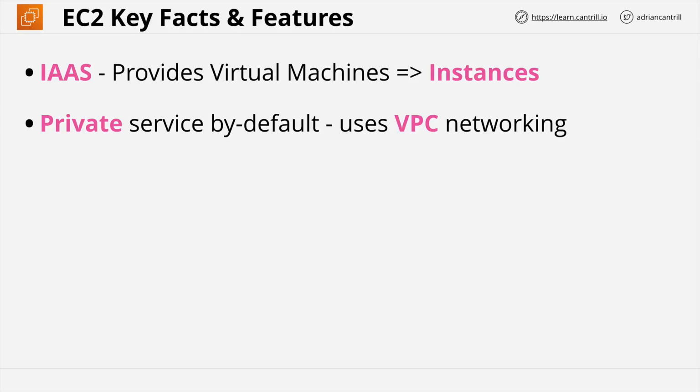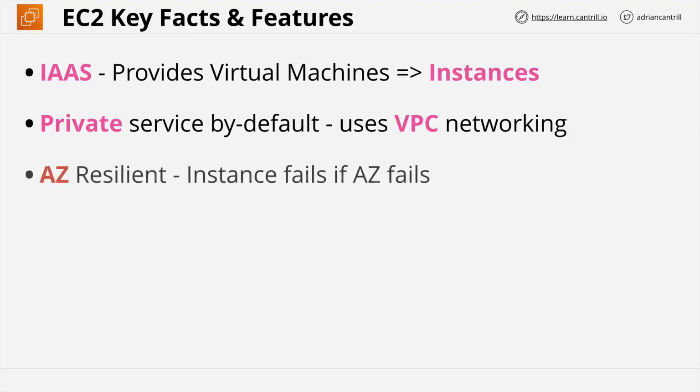Now, because an instance is launched into a specific subnet, and because a subnet is in a specific availability zone, it means that EC2 is AZ resilient. If the AZ that an instance is launched into fails, then the instance itself will likely fail. Remember this right from the start, because it will help you as you move through the course and definitely when you're answering exam questions.